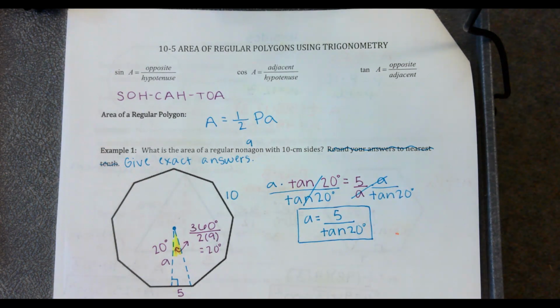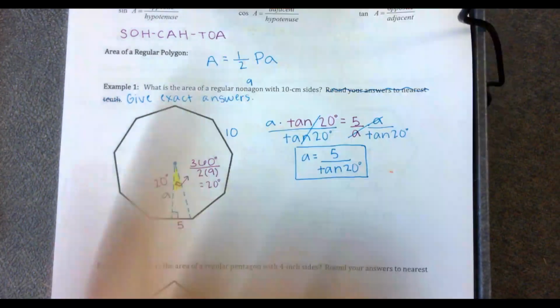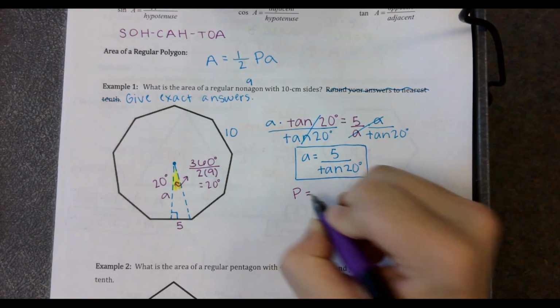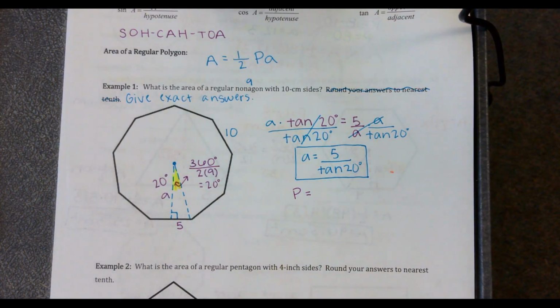I'm actually going to leave it just like that. That is going to be the answer that we give here. We're not going to type it in our calculator. All right, and we need one more thing before we can use the formula. And what is that? The perimeter, right? So we're going to find the perimeter. How do we find perimeter?